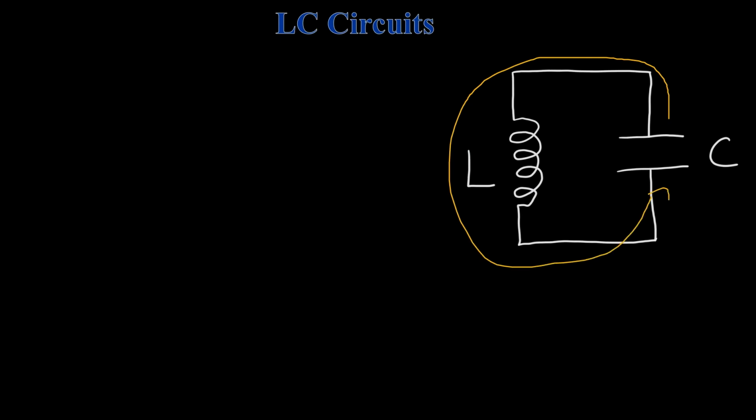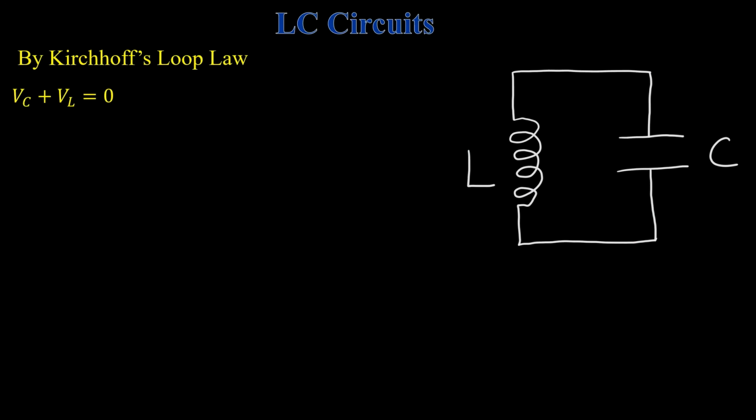Kirchhoff's voltage law says if you go around a whole loop, the sum of the voltages is 0. So the potential difference across the capacitor plate plus the EMF in the inductor equals 0. And we'll express those in terms of other variables. So the voltage across the capacitor is Q, the charge in the capacitor, over C, plus L dI/dt.